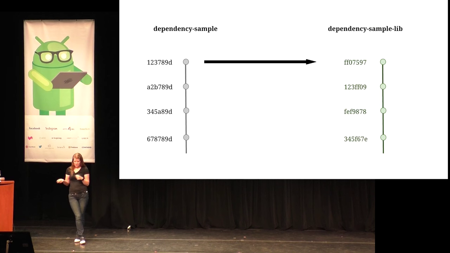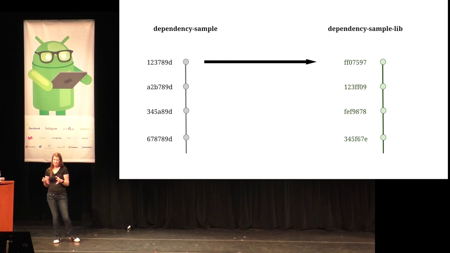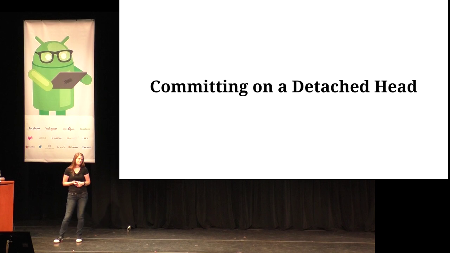So we can see here in this visual representation that nothing has changed from the type of code that dependency sample is referencing. It's still referencing FF07, but the way that Git is thinking about it is now different. Instead of being a random commit, FF07 is now part of a branch, so we can safely make changes.